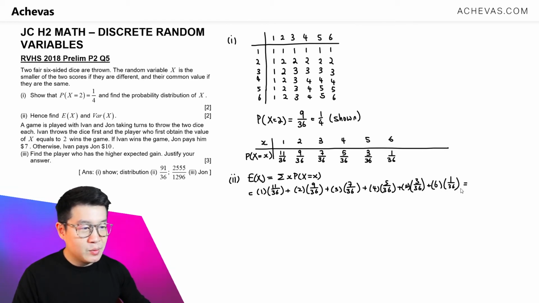So if we were to calculate this, we will get the expectation, and that is going to be 91 over 36.